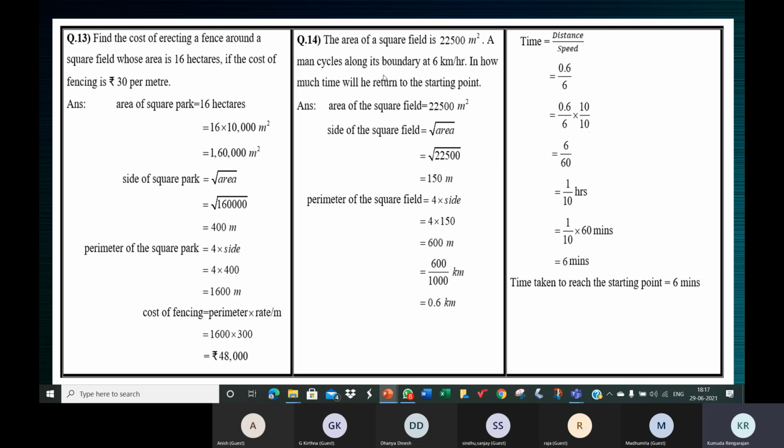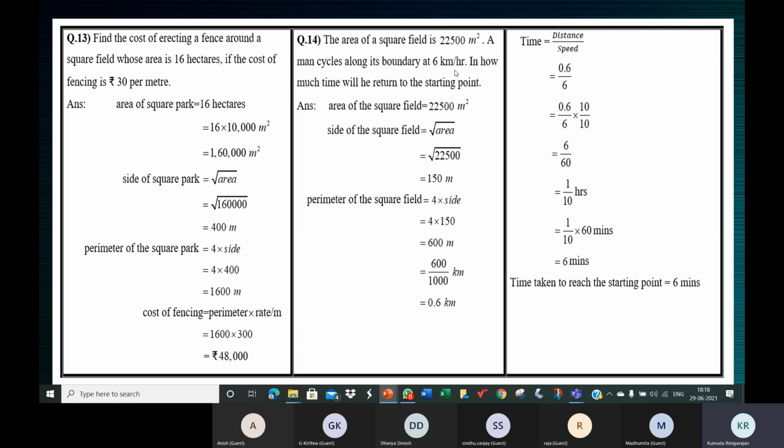Now children, the question is very simple. Now see here, the area is given to you. Why is the area given? So that you can find the side and the perimeter. Now a man cycles along its boundary. So this man does not walk. He cycles along the boundary at 6 kilometers per hour.